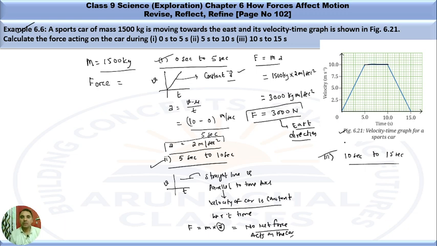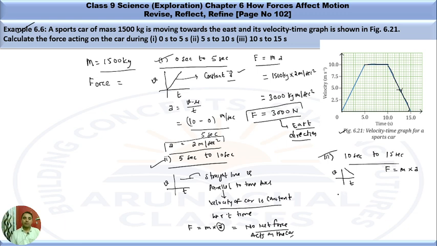Now for the third case, when the time interval is 10 second to 15 second, I can see there is a dropping line, a straight line, going a little towards down in the graph. Here it is velocity time, and the graph is somewhat in this way. Here also I can see a straight line that is inclined on the time axis, and I need to find out force by the product of mass and acceleration.